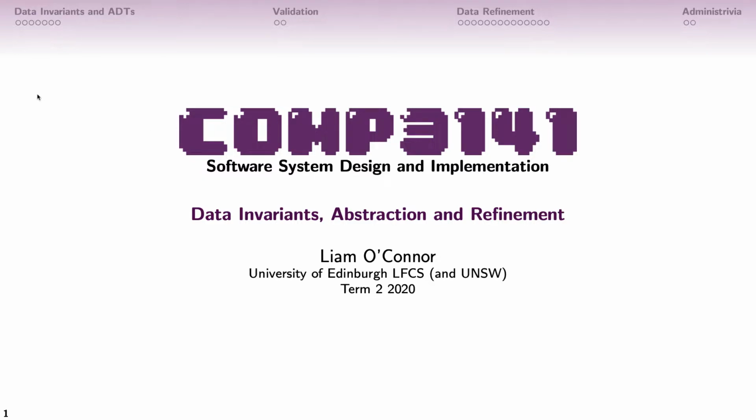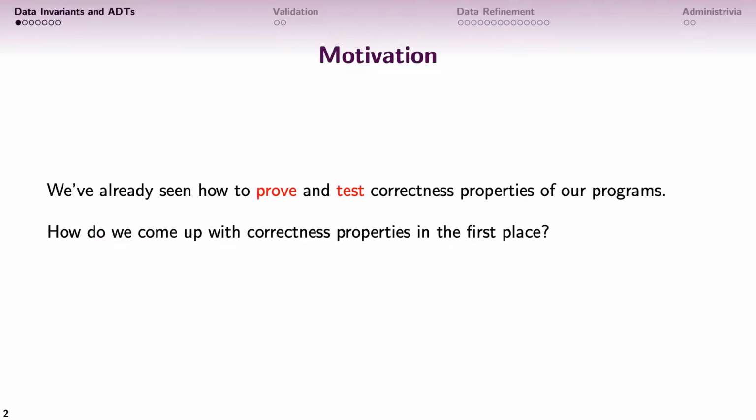So previously, in previous videos and in Curtis's lectures, you would have seen how we can prove properties. That was in week 1 and 2, and then how we can test properties using QuickCheck and property-based testing. But in all of those examples that we've shown you so far, the properties that we tested or proved, we came up with and just told you. But how do we actually come up with the right properties to test or prove in the first place?